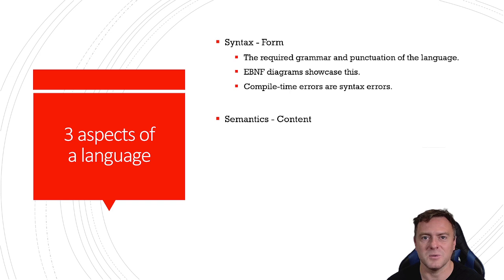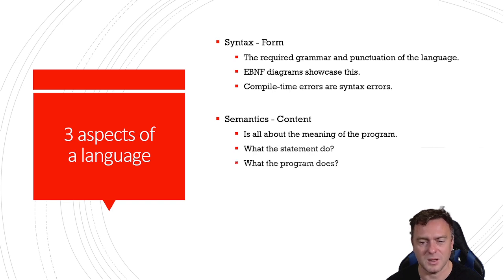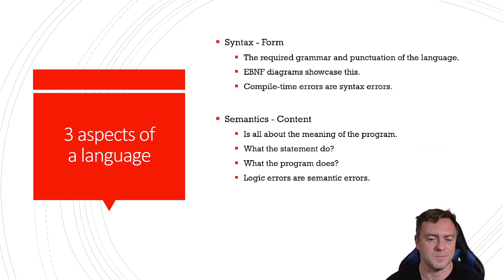You then have semantics, which is the actual content. So what are you trying to talk about? And this is all about the meaning of the program. So what are you trying to do? Are you trying to count up to 6? Why are you trying to count up to 6? So what does the statement do, what does the program do, and then also logic errors are sort of semantical errors. So semantic and logic sort of have this little gray overlap in the community, but it's really important to understand and differentiate between them. So semantical errors is just the meaning, whereas logic errors is where you might have been checking to see that X was less than 4, but actually meant greater than 4.